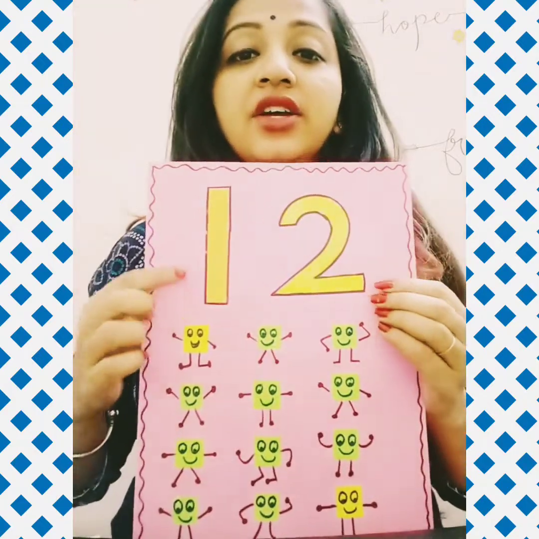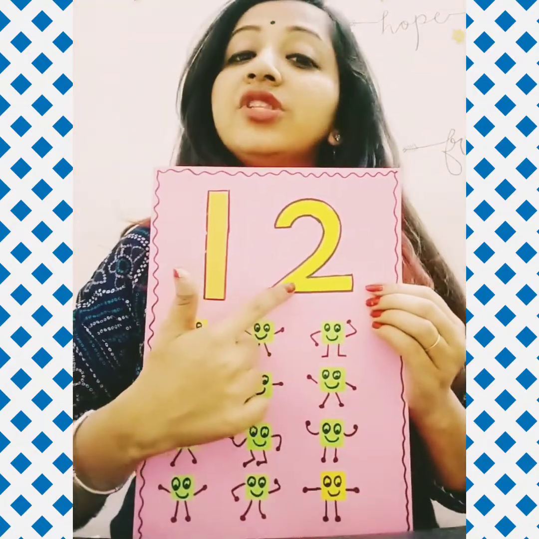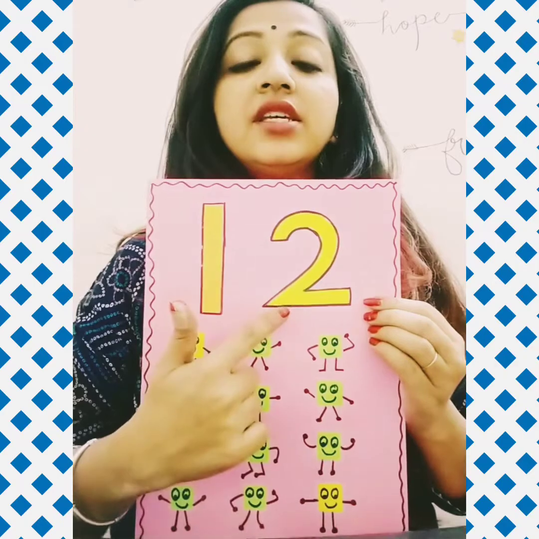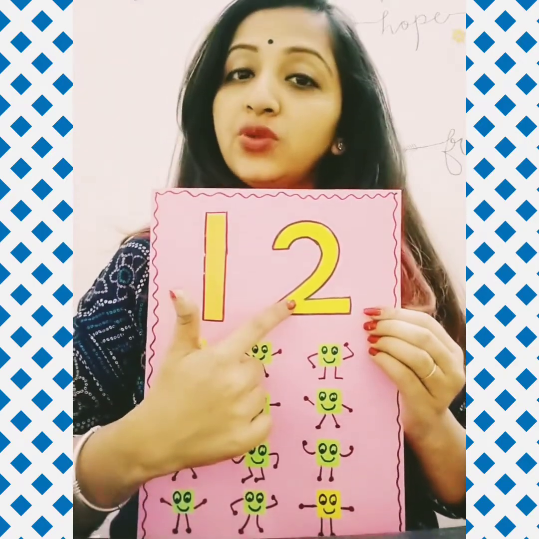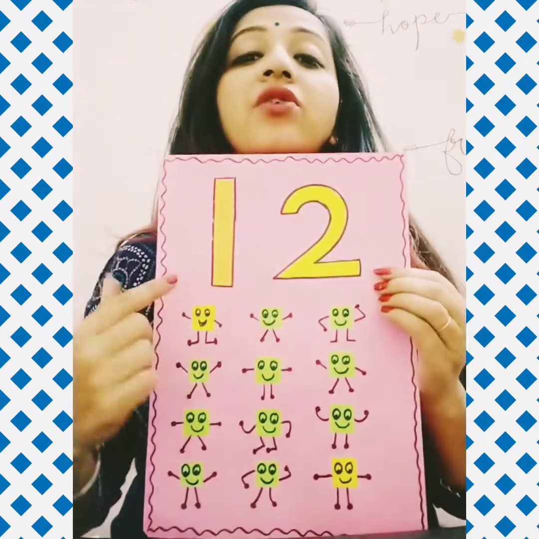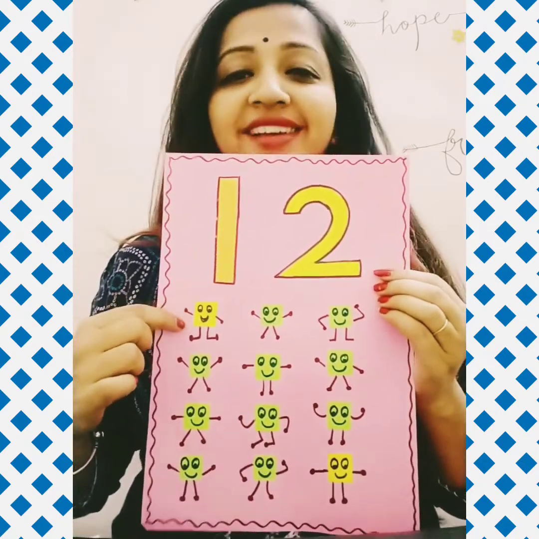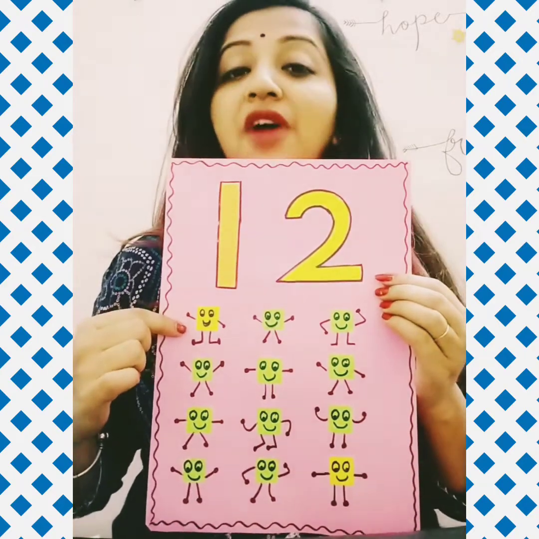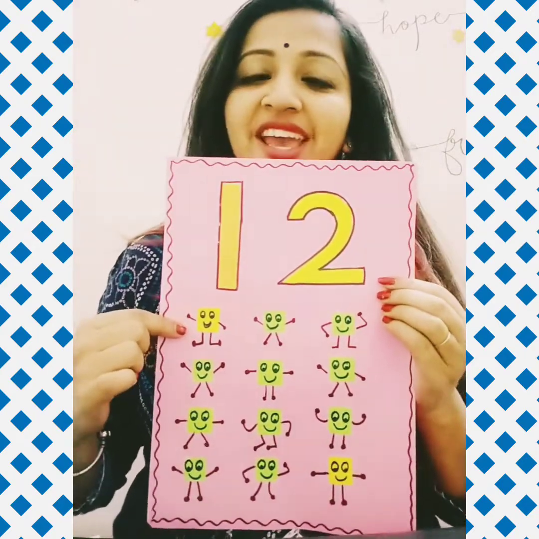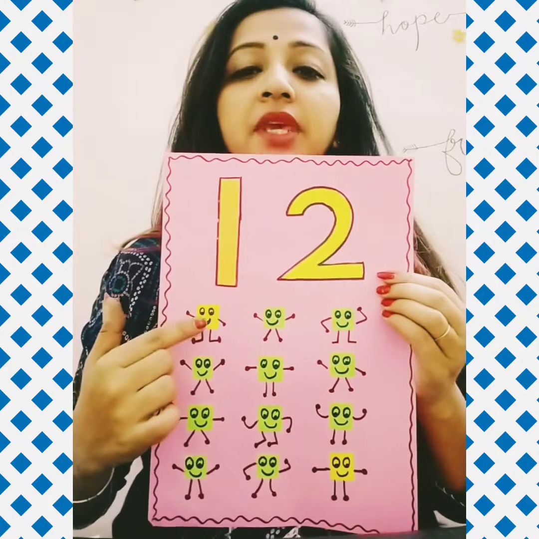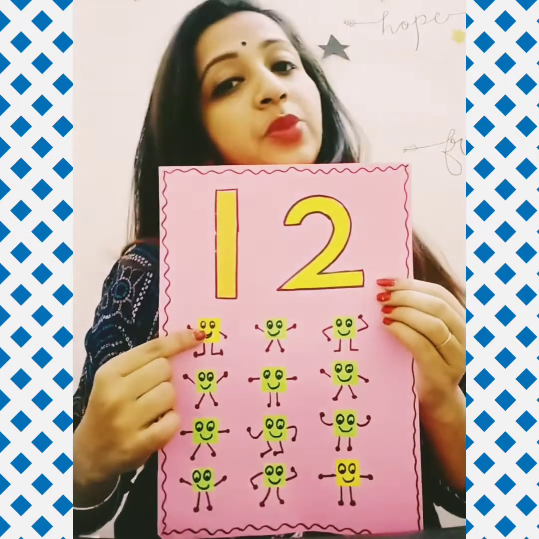So kids, 1 to 12. Which number is this? 1 to 12. Now see downside. Here we have some dancing cartoons. So you have to count how many cartoons we have. So let's start from here. Count with me and speak with your ma'am.